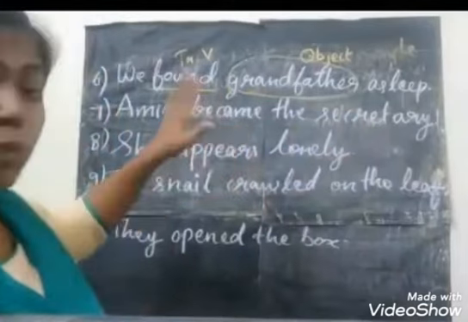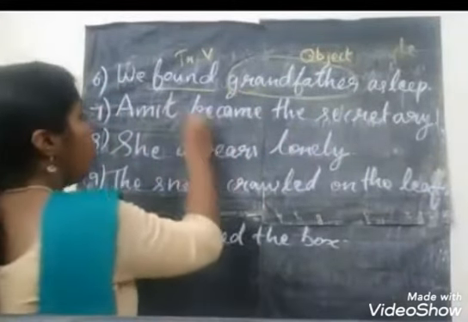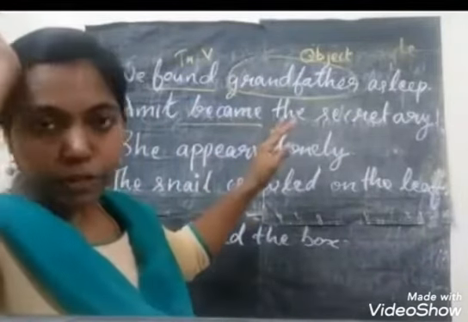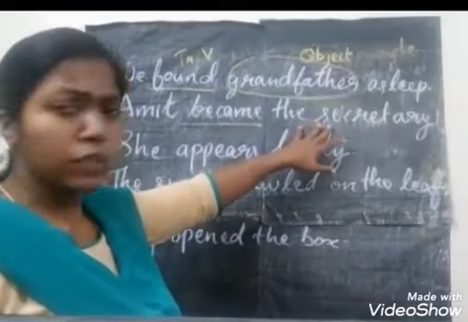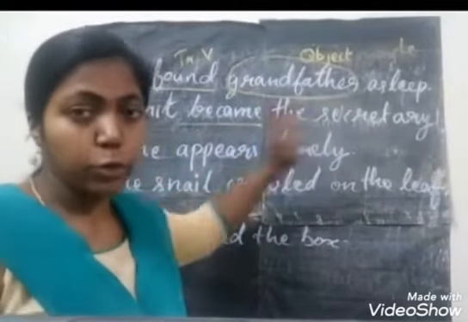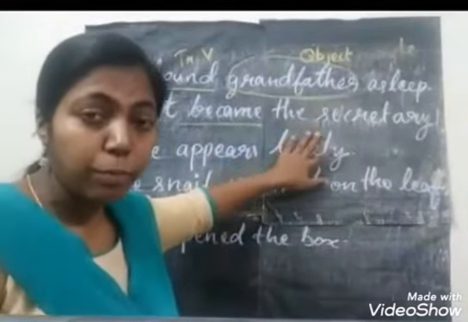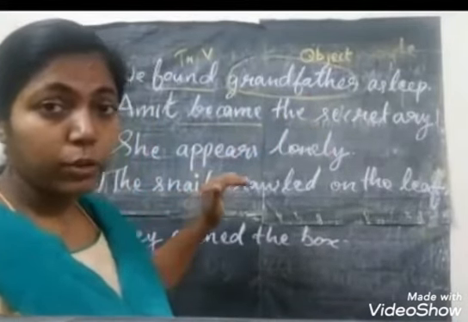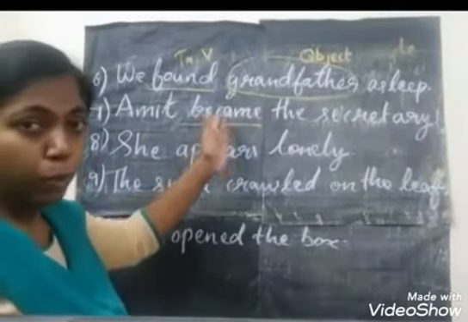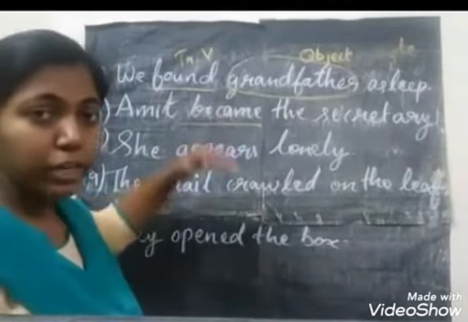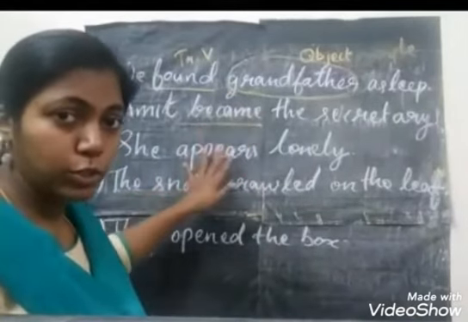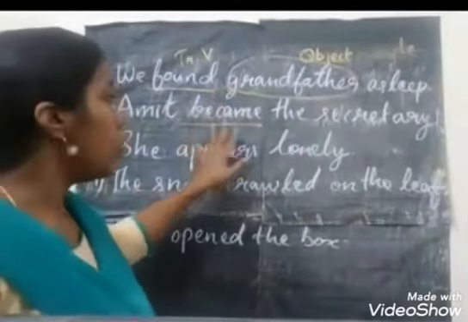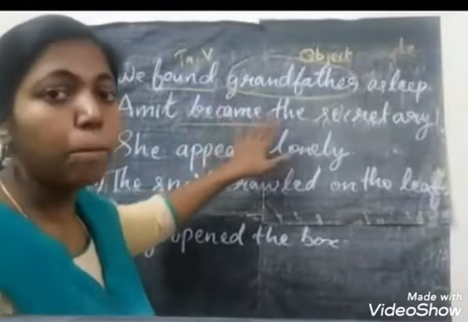Now the seventh one: Amit became the secretary. Here, which is the verb? Yes, became is the verb. Now here you may get confused whether the secretary is a complement or an object. Try to use that tip over here. Can you make this into passive voice? No, you can't change the form of the verb. In order to make it passive, you need to make some changes in the verb. You can't change this into passive voice.